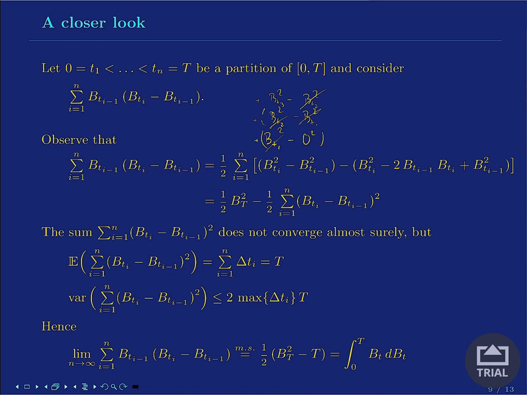These two conditions together are sufficient for the so-called mean square convergence. So the Riemann-Stieltjes sum that we are considering converges for n to infinity in mean square to the expression a half B_T squared minus T. And this mean square limit of this sum will then also be denoted as the integral of B_t dB_t, which is the stochastic integral.